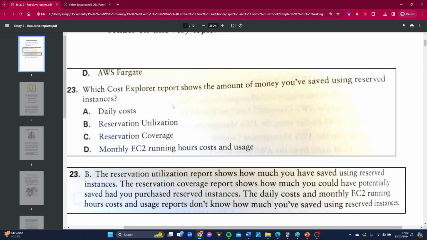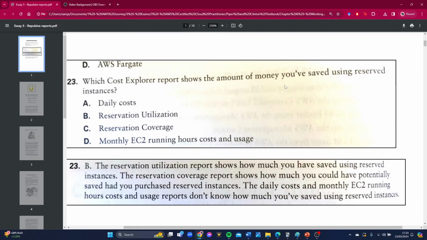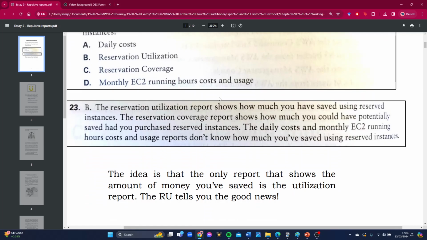Which Cost Explorer report shows the amount of money you've saved using reserved instances? Is it daily costs? Is it reservation utilization, reservation coverage, or the monthly EC2 running hours cost and usage? Now the answer is B, reservation utilization. They say that report shows you how much you have saved using reserved instances.